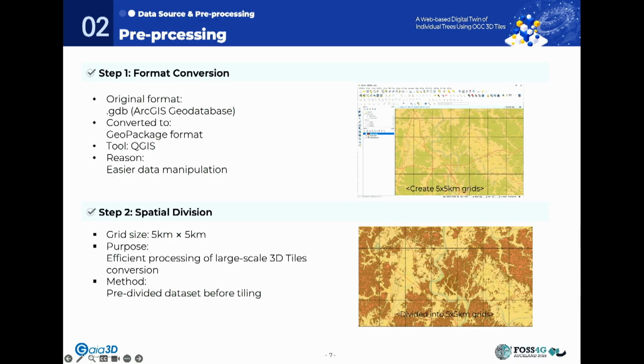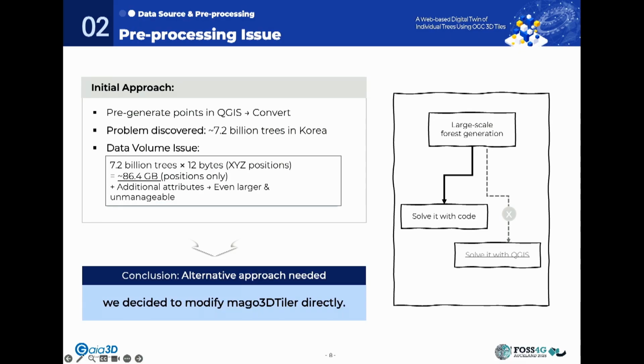Second, we did spatial division. To handle this large data set efficiently, we split the data into 5 by 5 kilometer grids. This grid-based approach was important for converting the data into 3D tiles in an efficient way. By dividing the entire country into smaller grid units, we were able to process each part separately and then merge everything back together. However, we faced a major challenge during pre-processing.